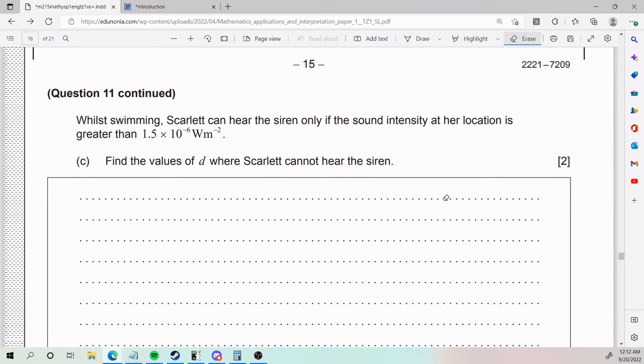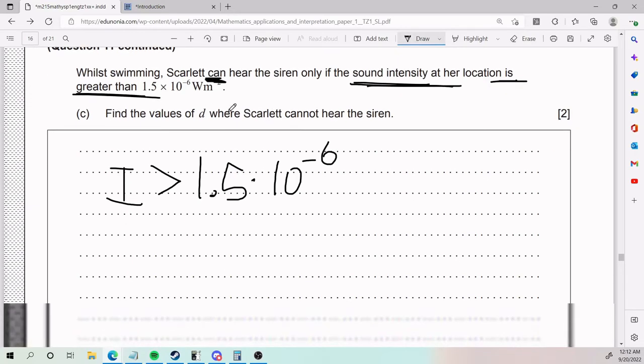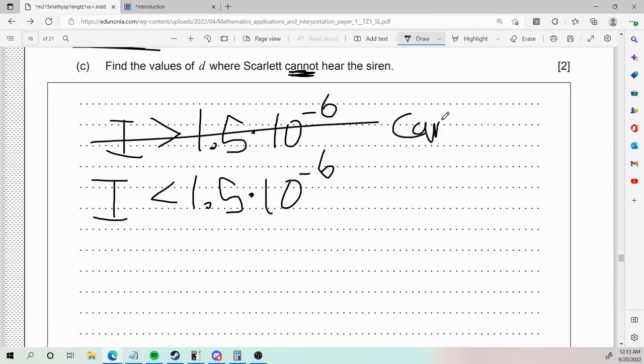Part C. Whilst swimming, Scarlet can hear the siren only if the sound intensity at her location is greater than 1.5 times 10 to the power of -6. So only if the sound intensity, which you said was I, is greater than that number. That is like words into math. Sound intensity greater than whatever number they gave us. So this is where she can hear. We need to find the values of d where Scarlet cannot hear, so it would have to be the opposite. Not the one on top, because the one on top is can, the one on the bottom is cannot.